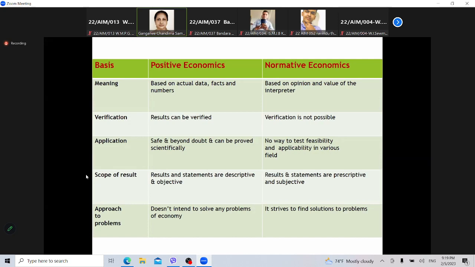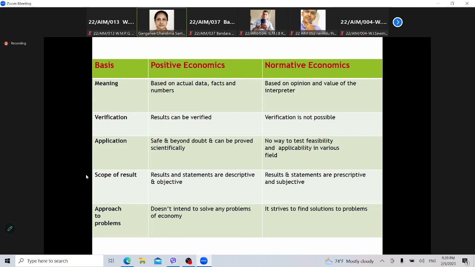So that's why in positive economics, there are theories nobody can change. Sometimes we can change them if we do very good research. But anyway, we can test this with the theory. And it's not subjective, it's objective. Theory means theory, so it will not change. But in normative economics, they are thinking in a subjective manner, person to person; their way of seeing things is different. So the approach to problems also differs in these cases.